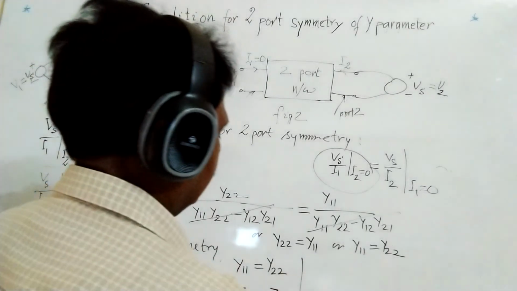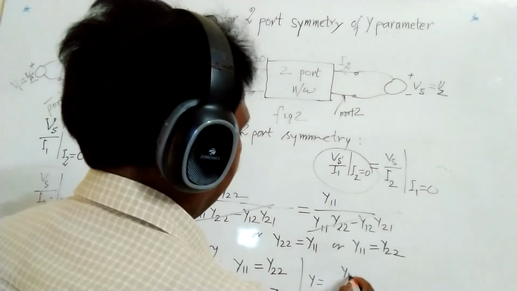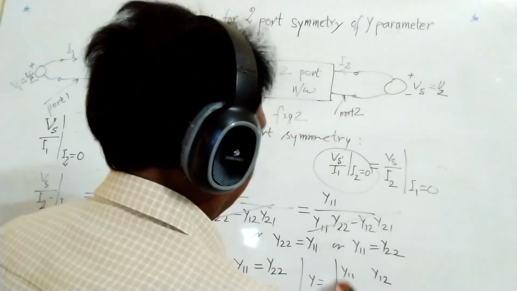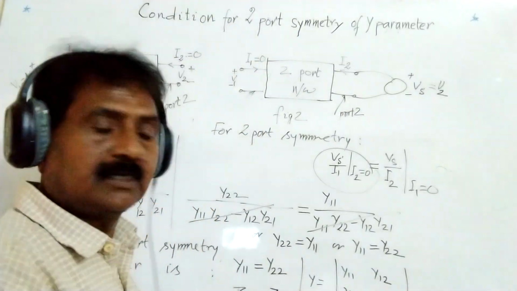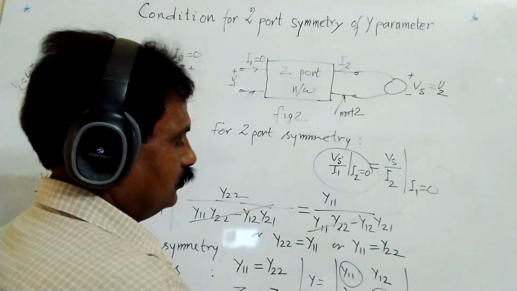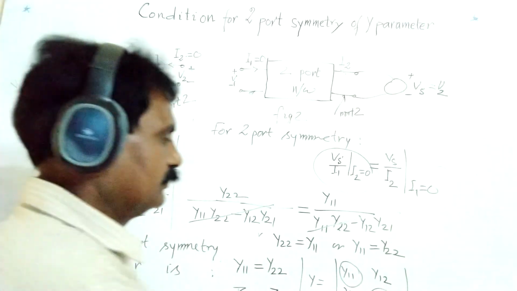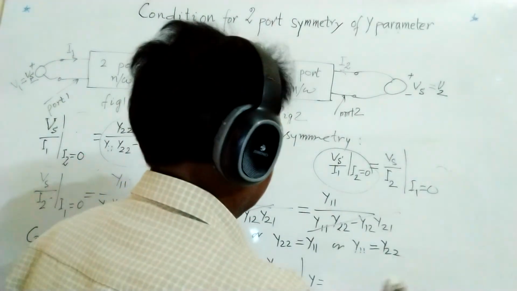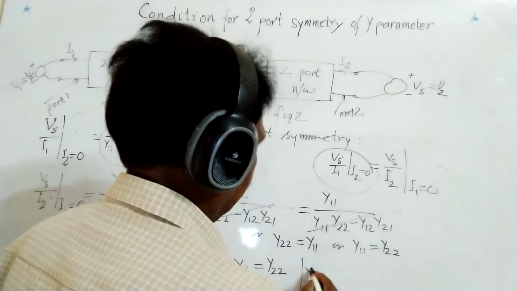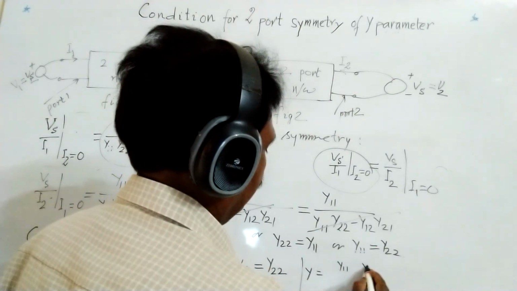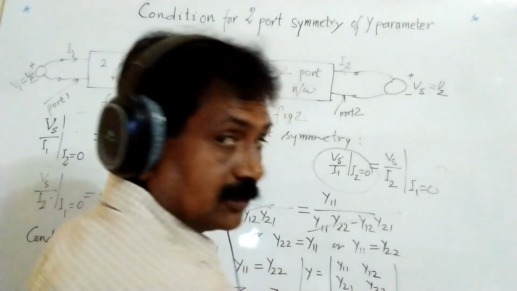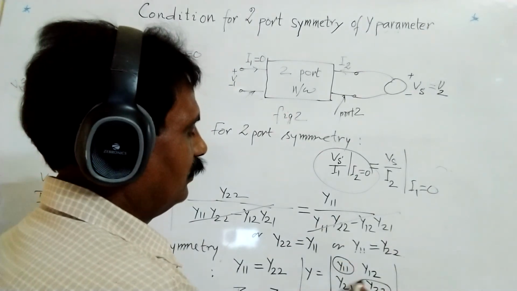And what was the y parameter? Y parameter was y11, y12, y21, y22. Then for the condition of symmetry, these two values should be equal. Y parameter was y11, y12, y21, y22. Then what is the condition of symmetry? This is the condition of symmetry. This should be equal.